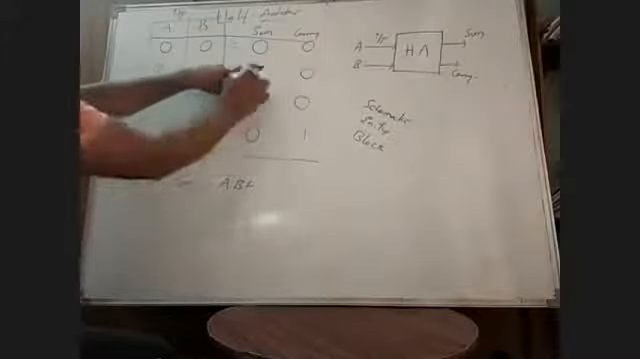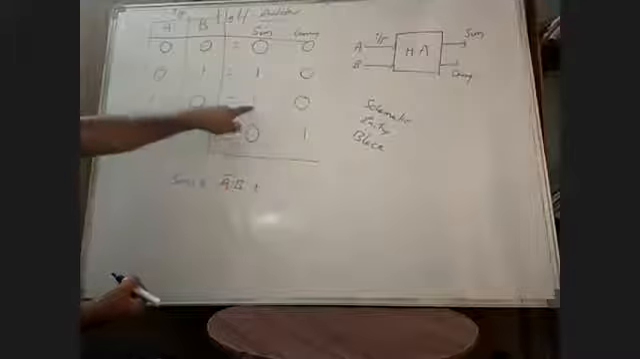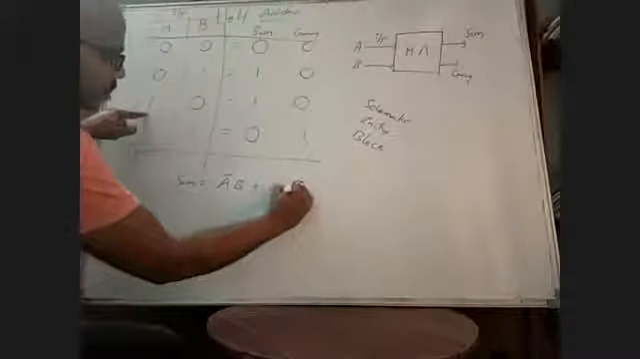Now we have to realize the output expression. What is the output expression for sum? In this, if you observe the output expression for sum, when A is 0 and B is 1, the sum equals 1, so I can write A bar into B. This is one condition. Here you also get 1 when A equals 1 and B equals 0, that is A B bar. So the sum output expression is A bar B plus A B bar.